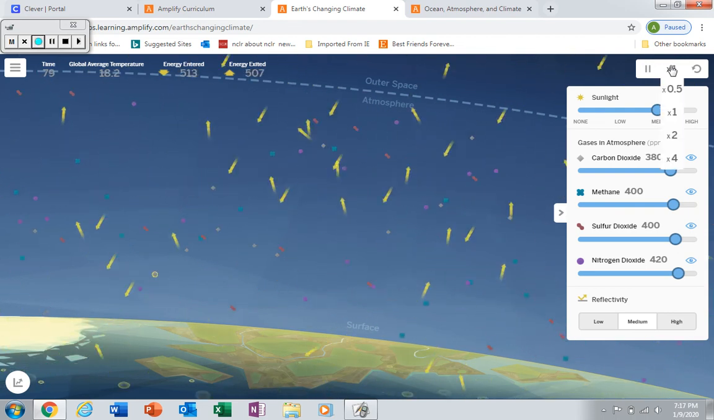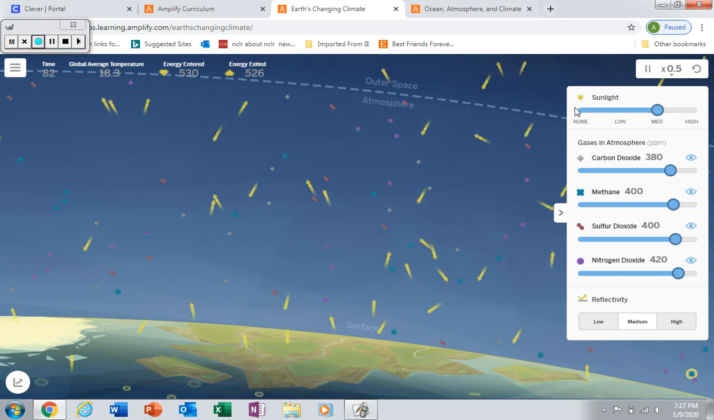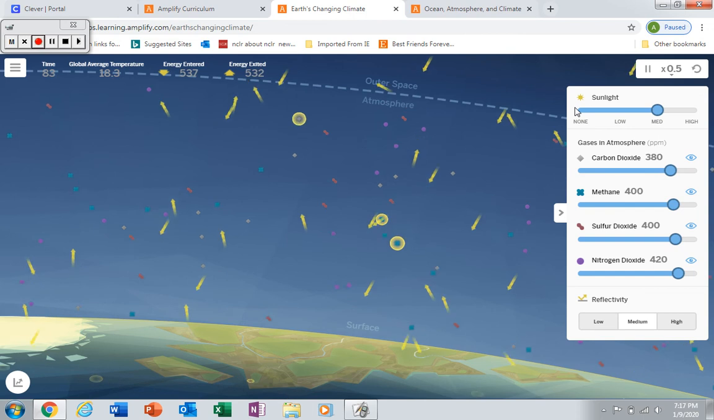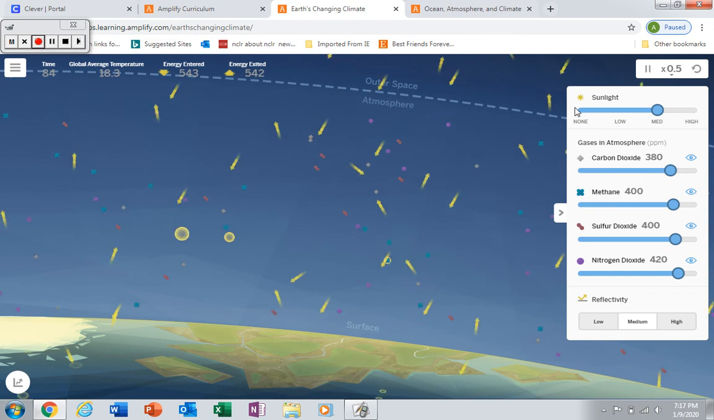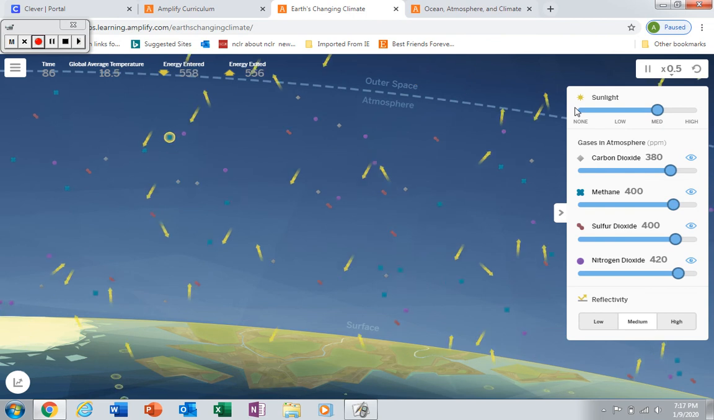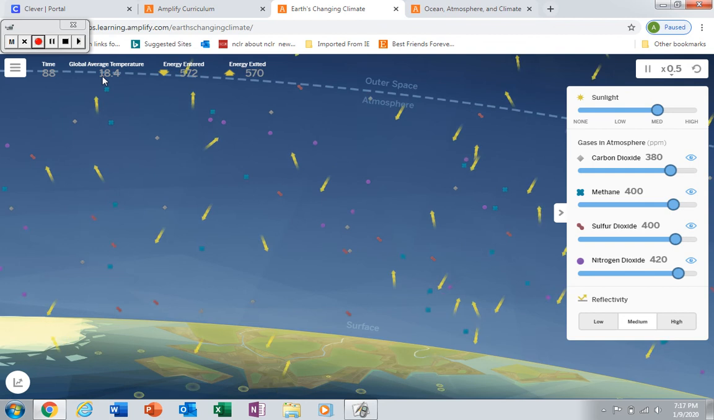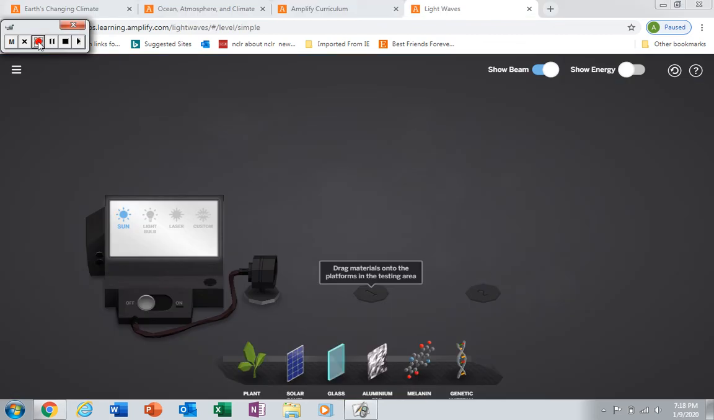We can even slow it down a little. Maybe that will help. And then you can really see that, oh yeah, here's some incoming energy and now it's going back towards Earth's surface instead of going out into the atmosphere. And you can see the global average temperature is still increasing. This is a new sim from the 8th grade Amplify, so you won't have seen this one.